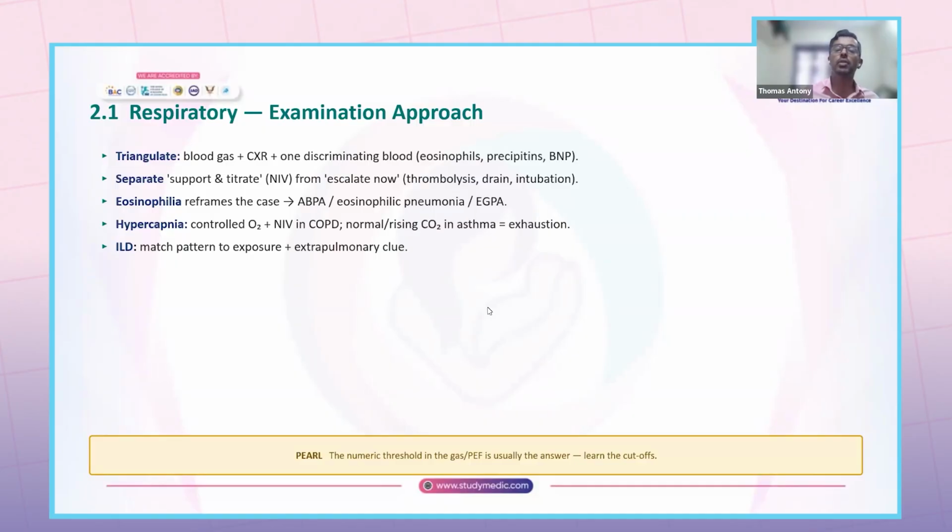ILD, match pattern to exposure. Always in ILD cases, you have to look for the cause or to identify the causes. So most of these ILD will have some causes. It could be even connective tissue disease associated ILD. It could be exposure related, like in pigeons, if you have seen hypersensitivity pneumonitis, or it is just a general terminology. If nothing is related, we are attributing it to idiopathic ILDs.